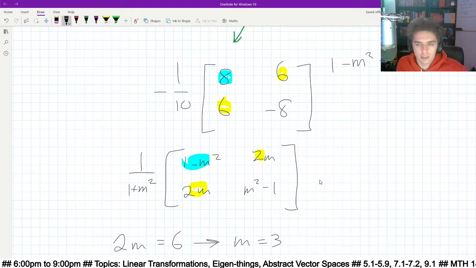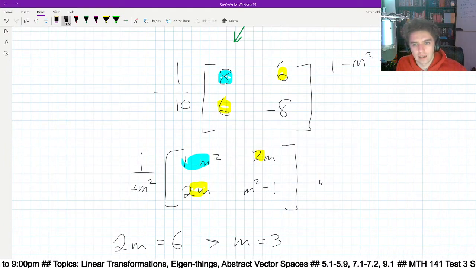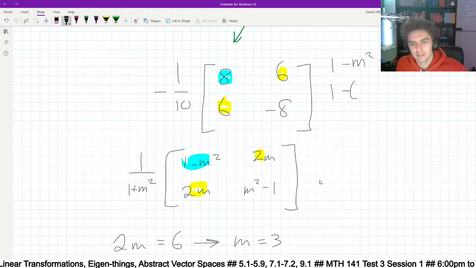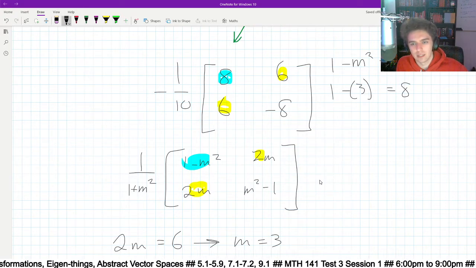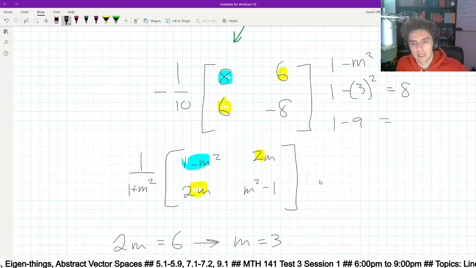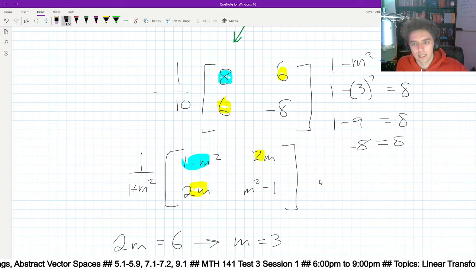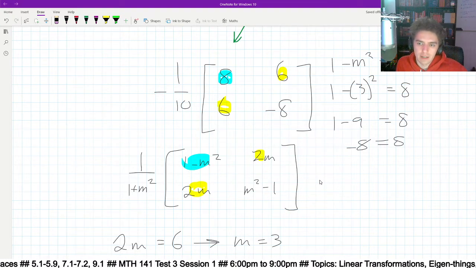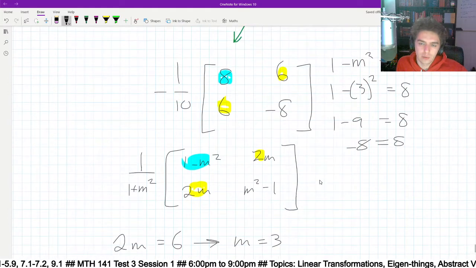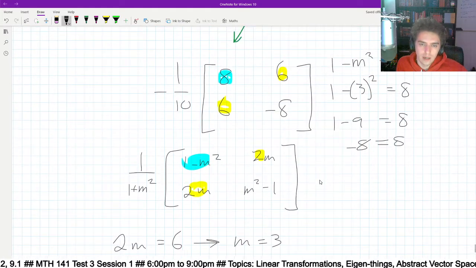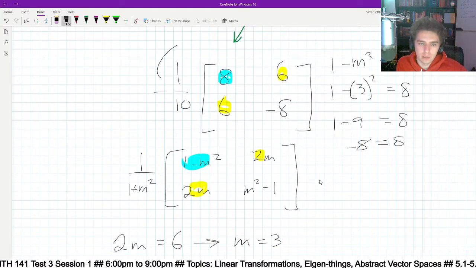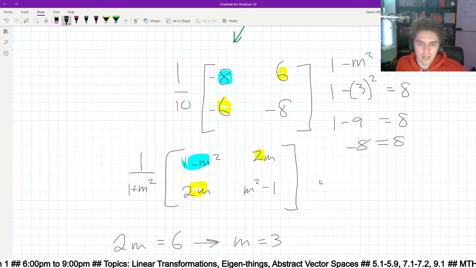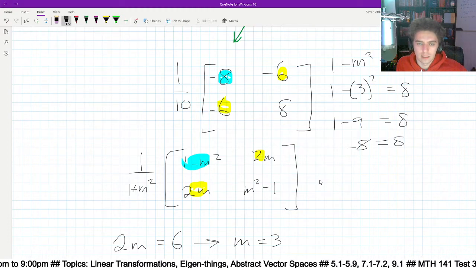So to explain to people what's going on: I have a problem here. If I put in that 3, I went a little too fast and didn't notice that 3 squared, 1 minus 9, equals negative 8, and negative 8 equals 8 is not true. So 3 doesn't work, and if I tried negative 3, it also wouldn't work just yet. So there's something wrong here. I have to start manipulating it a little bit. Let's move that multiplication in. That's negative 8, negative 6, positive 8, and negative 6.